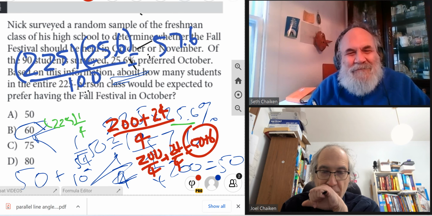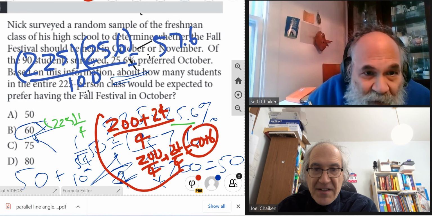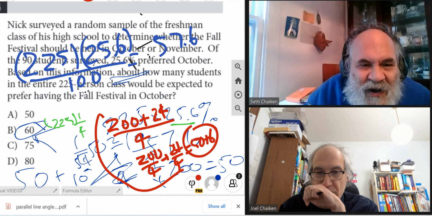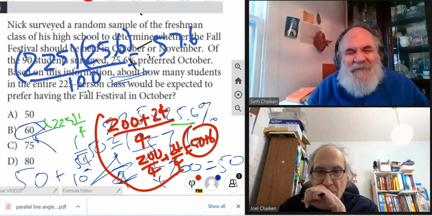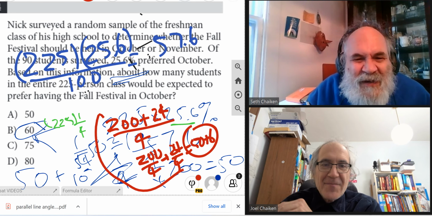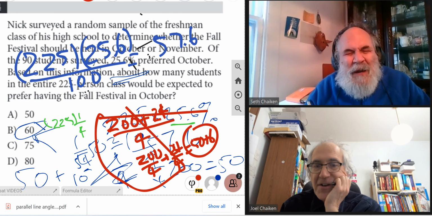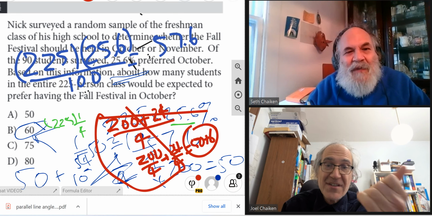Yeah, that's very good. We did this before recently. 50 plus 6 is 56. So that's how you do it without a calculator, but this is a calculator section.